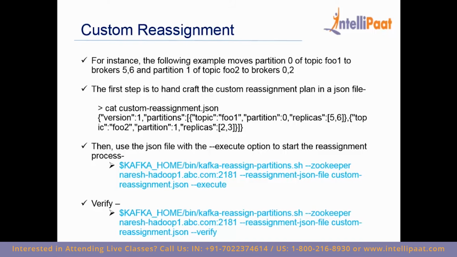In this screen you can see, consider if I want to move partition 0 of topic foo1 to some brokers and partition 1 of topic foo2 to some other brokers, we will simply mention in the custom-reassignment.json file that the topic is this. I want to move partition 0, and I want to create replicas at these 2 nodes, 5th or 6th. Similarly, for foo2, I want to move partition 1 and I want them to move to 2 and 3. This is called custom reassignment.